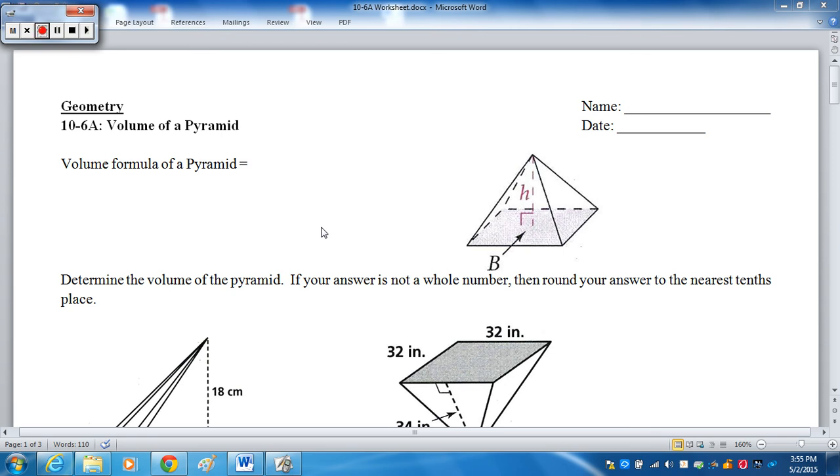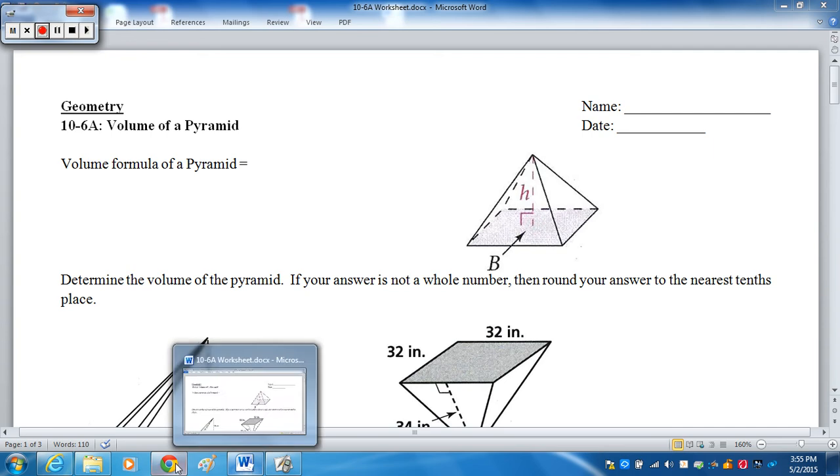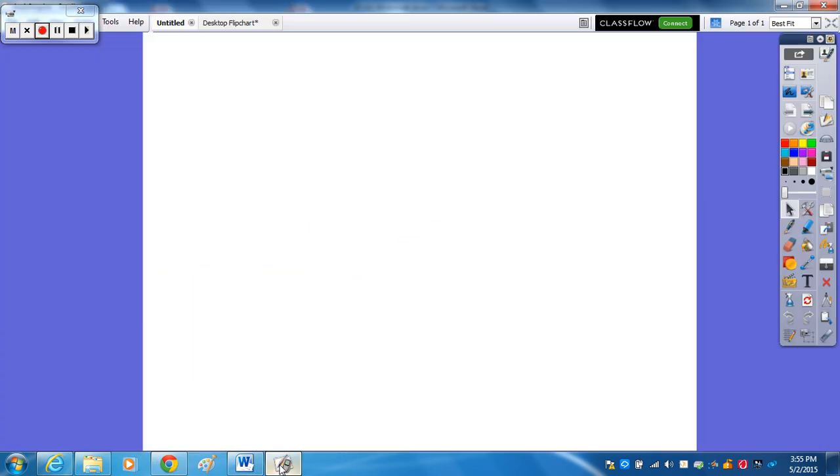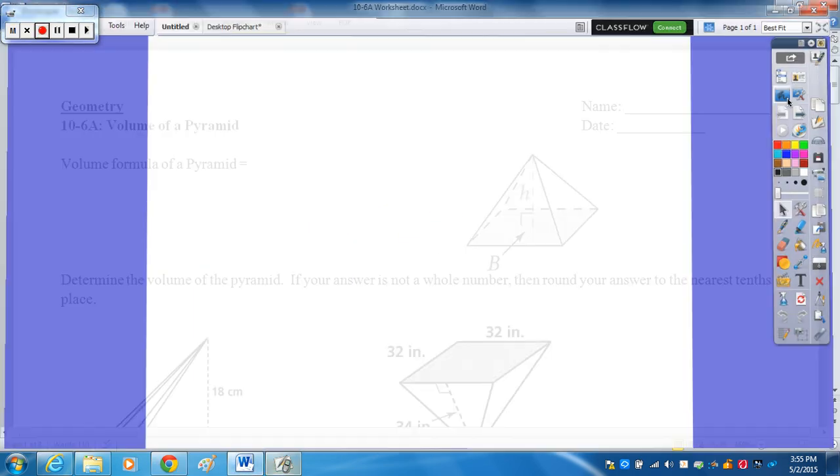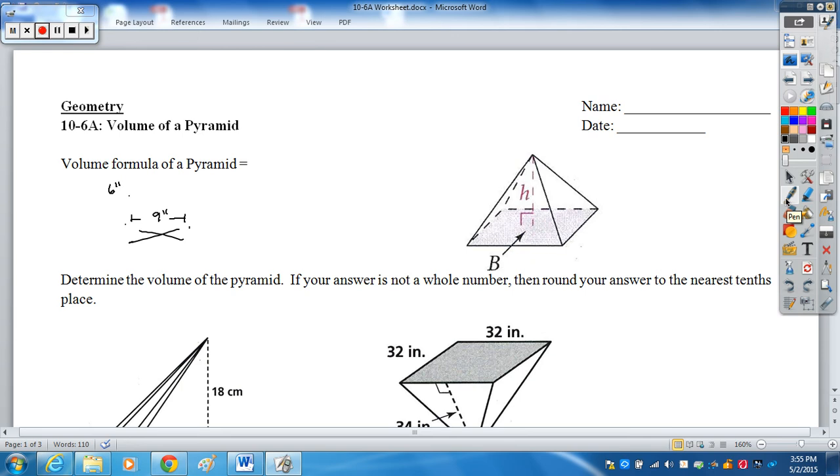Now, looking at 10.6a with the volumes of pyramids, I'm going to bring up the formula here. We'll write this out. Remember, the formula is 1/3 the base area times the height of the pyramid. Okay? So just keep that in mind. The base area, always opposite the vertex. We've talked about that already.